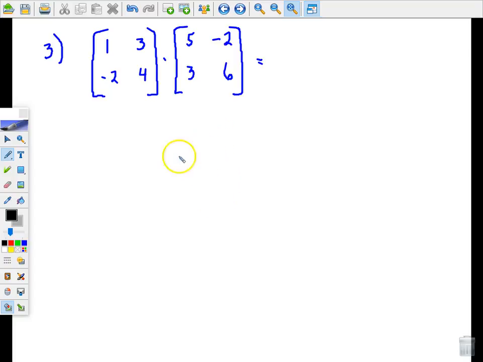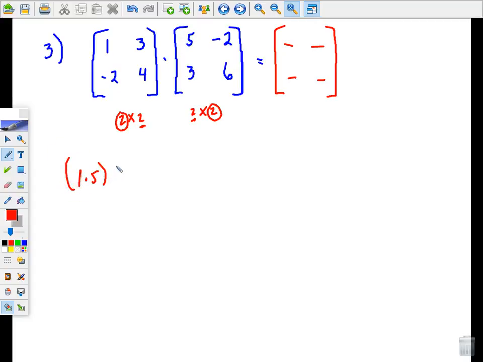Okay, let's just work through this one just for practice sake. Obviously, if these are both 2 by 2's, we've already done one like this before. So they can be done because the inside numbers match and the outside numbers will be the dimensions of the product. So I'm going to have a 2 by 2 product matrix. Okay, so for row 1, column 1, I'm going to use row 1 times column 1. 1 times 5 plus 3 times 3. 5 plus 9 is 14.